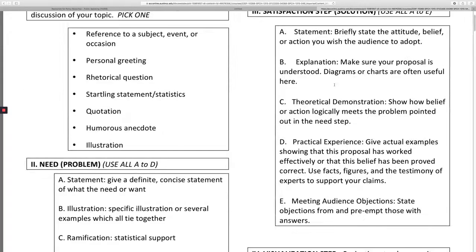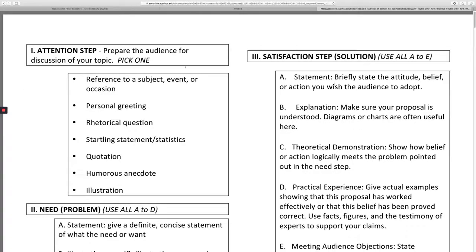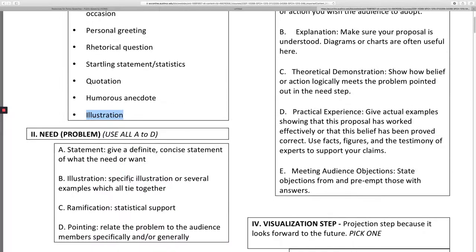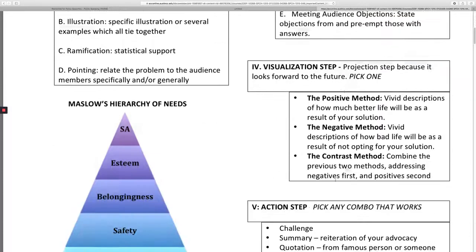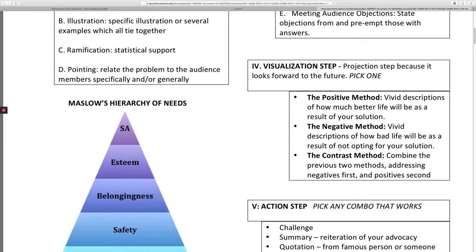Now, if you like to tell stories, you've got a lot of different options. You can tell me a story here in your attention getter, in the illustration. You can tell me a story, or you're going to tell me a story here in the illustration section. You might want to tell me a story here, but it should be grounded in practical experience, and obviously the story time is here. So there's a lot of opportunities to do that.